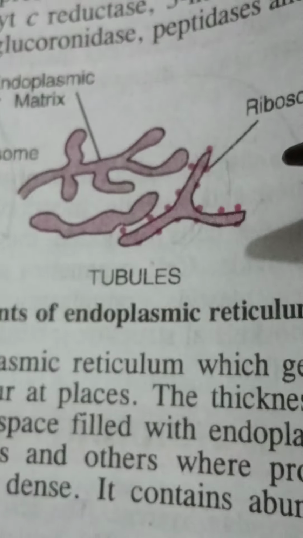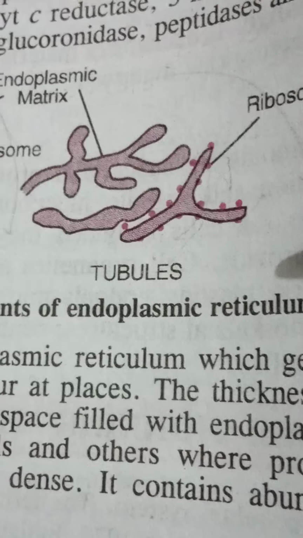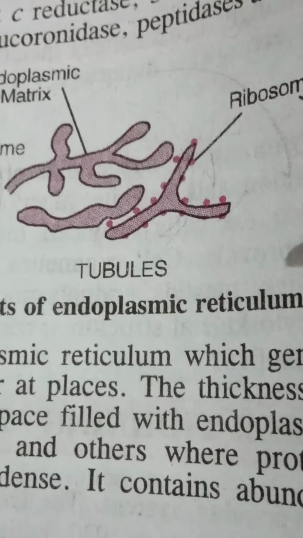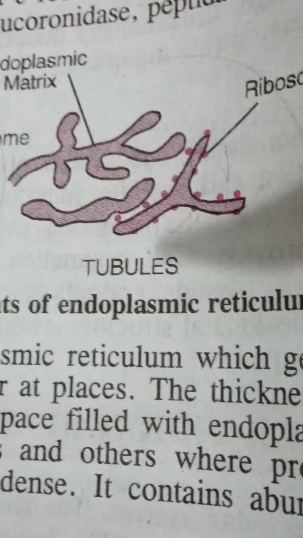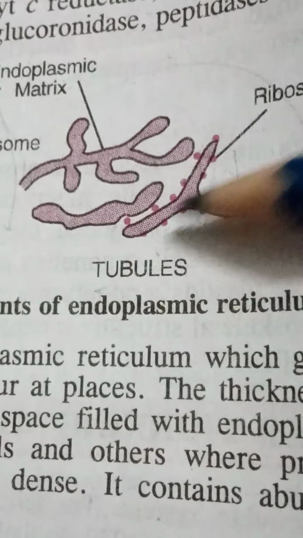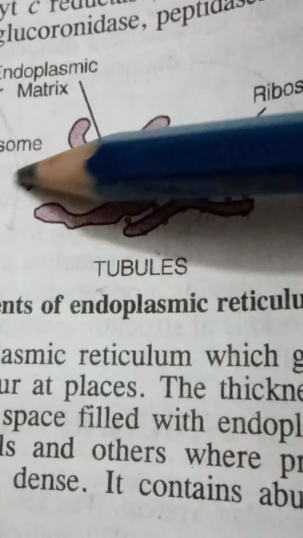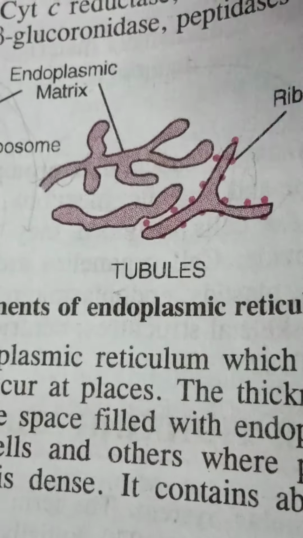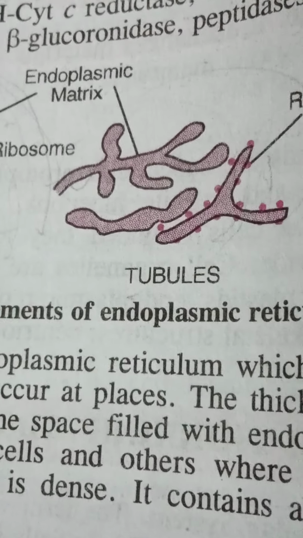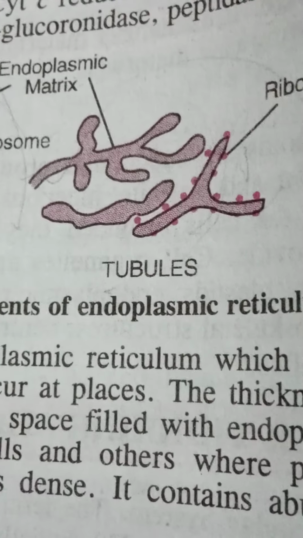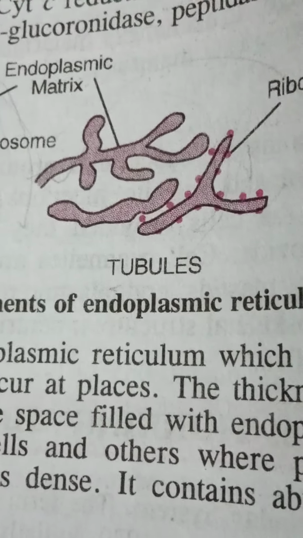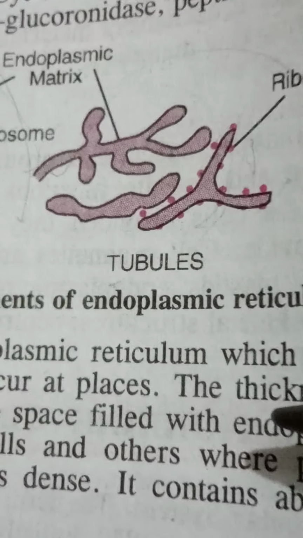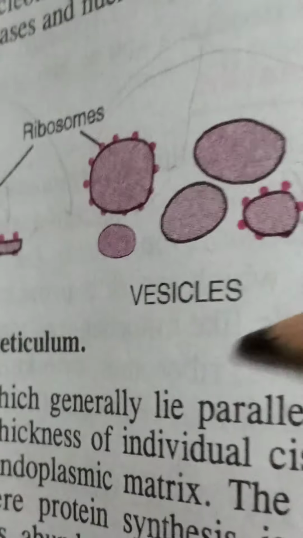Tubules, these are actually tube-like extensions which are connected with the cisternae or the vesicles. They are irregular, or sometimes they may be regular. Now this one is almost regular, and this is an irregular structure, so they may be of different types. Okay, they may be branched, they may be unbranched. Their diameter is about 50 to 100 nanometers. Okay, then the third one is the vesicle.